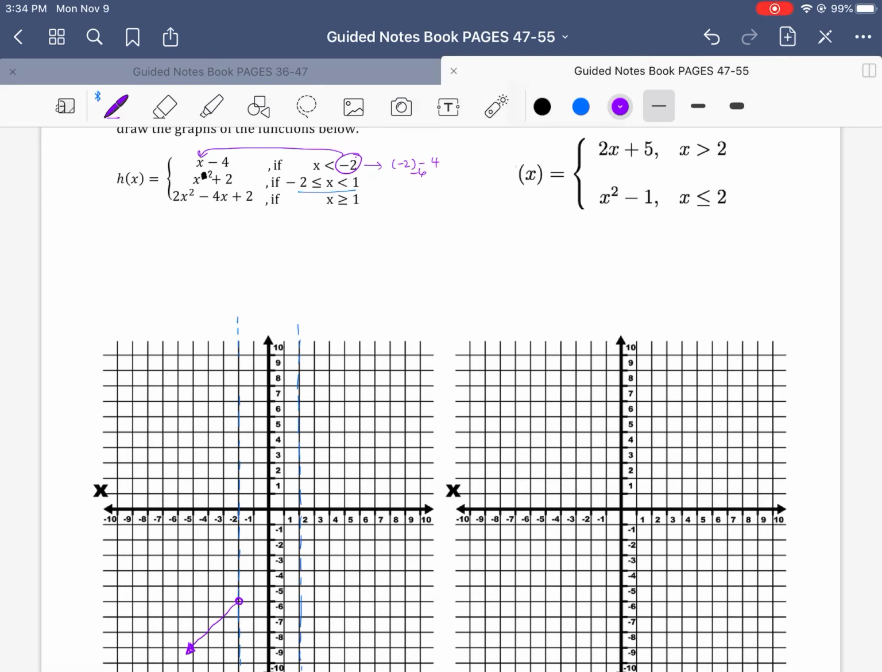Then we move to the middle piece. Now there's 2 ways you can do this. One, you can just plug in values. The second is we can go off of what we've been practicing with our quadratic functions.